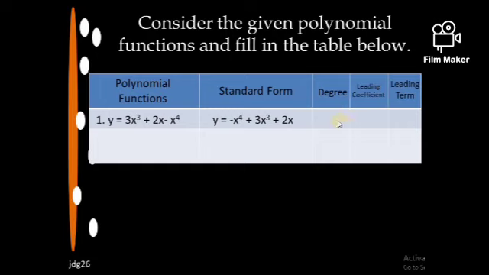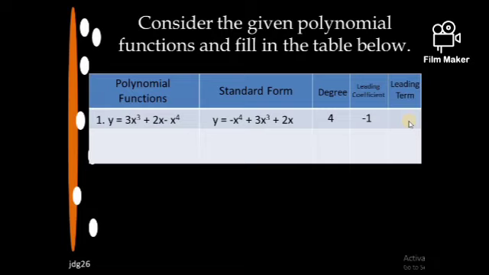Next, let us determine the degree. The degree is the largest exponent in the given polynomial. So, ibig sabihin, the degree is 4. Next, the leading coefficient. The leading coefficient is the coefficient of the expression with the highest exponent. So, ang highest exponent natin ay 4. So, alamin lang natin kung ano yung coefficient dito. And that is negative 1. Yung number na kasama ng x dito ay negative 1.